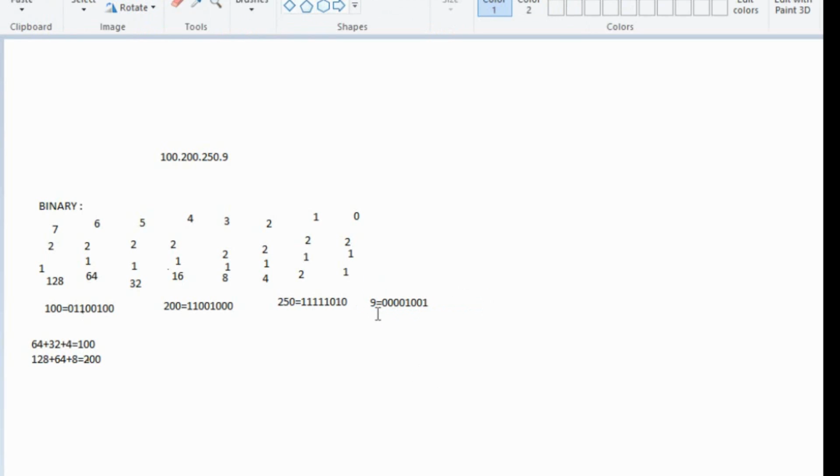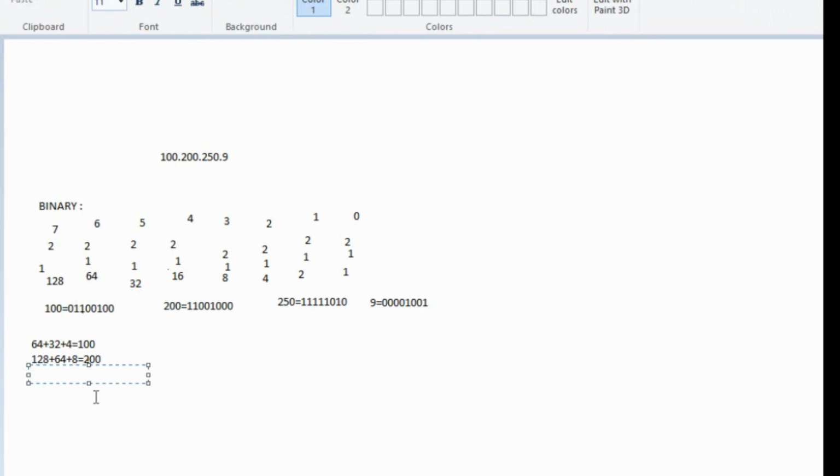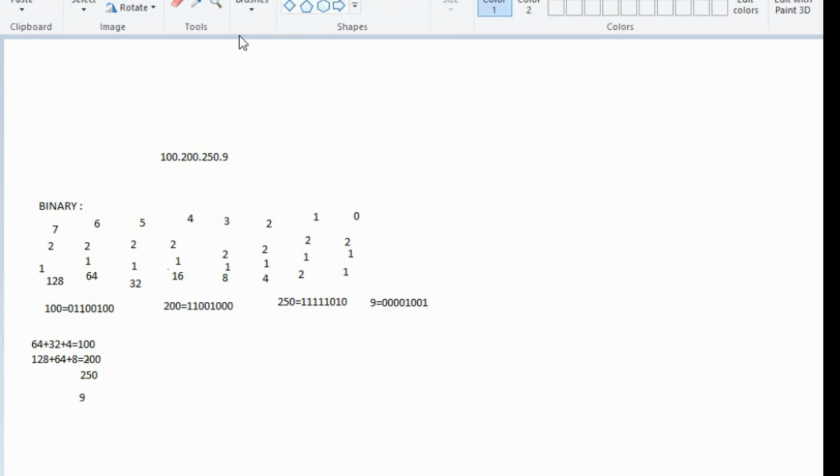Let's calculate 9. We took the 8 bit as on, the 2 is off bit, and the 1 is on bit. 8 plus 1 is 9. So now we can get the result here: 250 and 9. So guys, as you can see, over here we have 100, 200, 250 and 9.